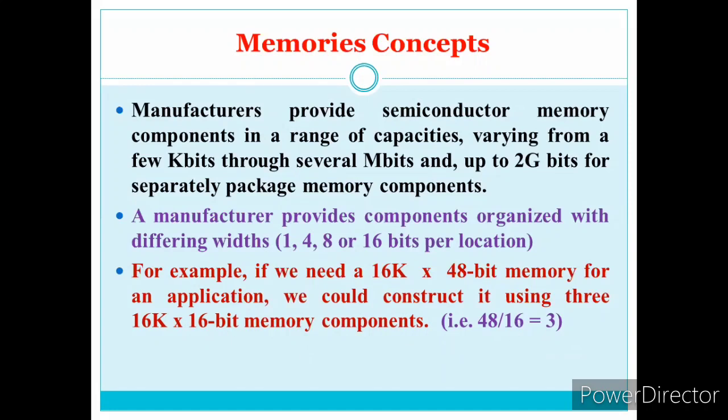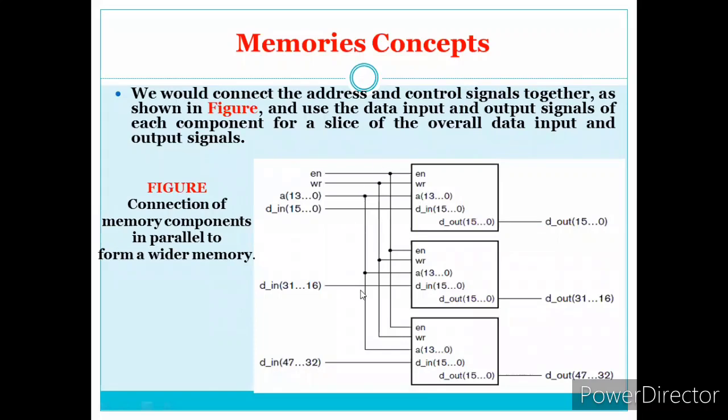So let us see that one. If you observe that particular figure here, this is memory 1, memory 2, and memory 3. How? When 48 is divided by 3, it is 16 bits each: 0 to 15, next 16 to 31, next 32 to 47. So you can observe the outputs have different configurations.